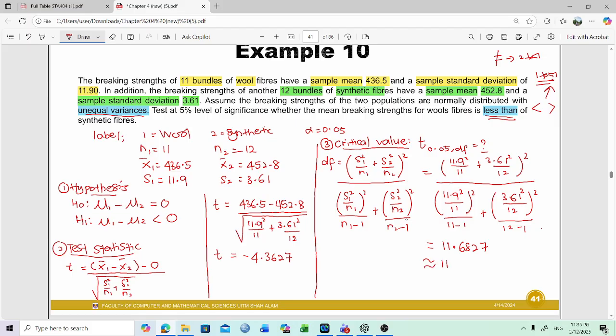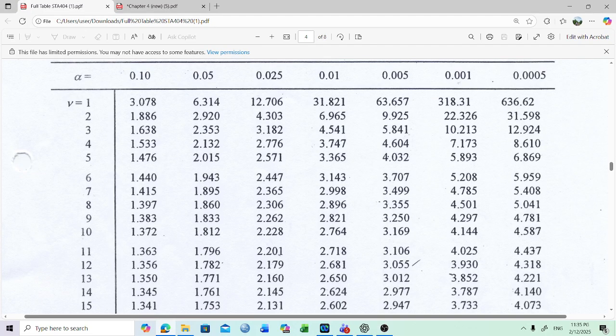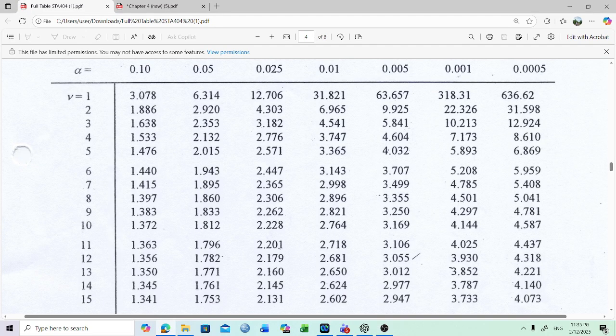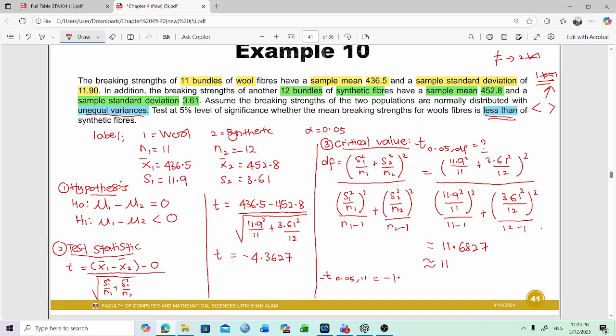Use 11 to find in your statistical table. So your critical value is t 0.05. Since this is a left tail, you need to put a negative sign here. Remember, for left tail, you need to put negative. So negative t 0.05 with a degree of freedom 11, and then you go to your statistical table, 0.05 with 11, you will get negative 1.796. So this is your critical value.